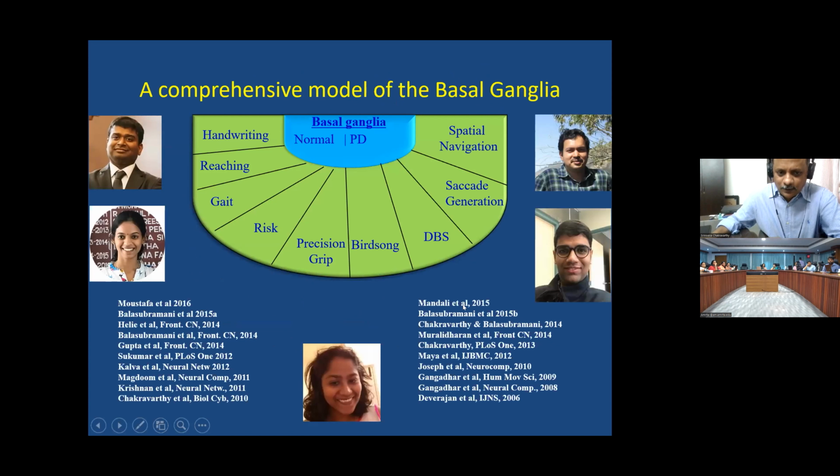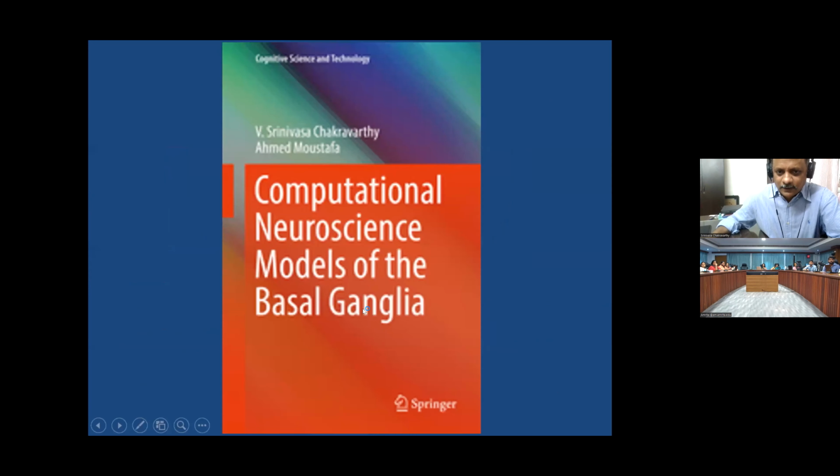So with that, over the last 1.5 decades, we have explained a wide variety of functions, not only motor, but also several cognitive functions of basal ganglia. We haven't touched affective functions because it's a whole different ballgame, and I don't have much of an idea, and nothing at all in autonomic function. So all this work was summarized in a research monograph, which was published a few years ago.